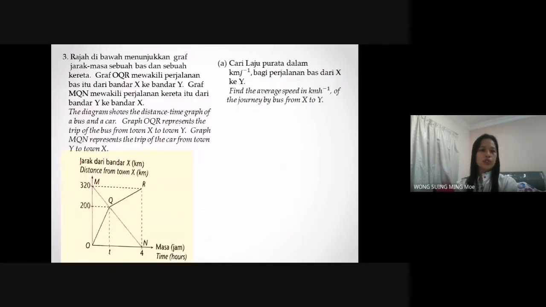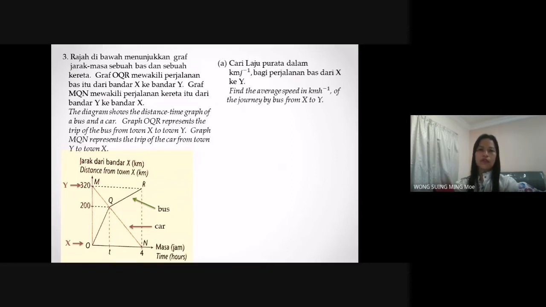The diagram shows the distance time graph of a bus and a car. Graph OQR represents the trip of the bus from town S to town Y. Graph MQN represents the trip of the car from town Y to town X. Before we answer the question, we need to label the important information at the graph. OQR is journey for a bus. MQN, journey for a car. And we have town S and town Y.